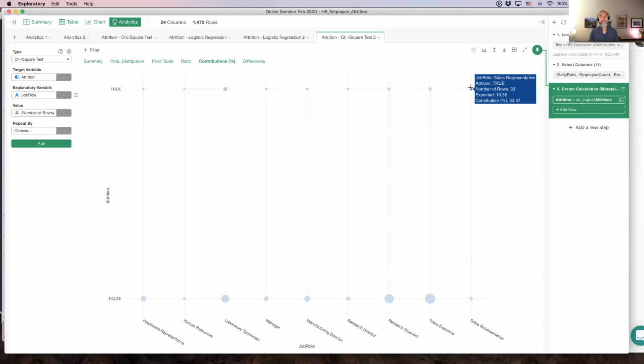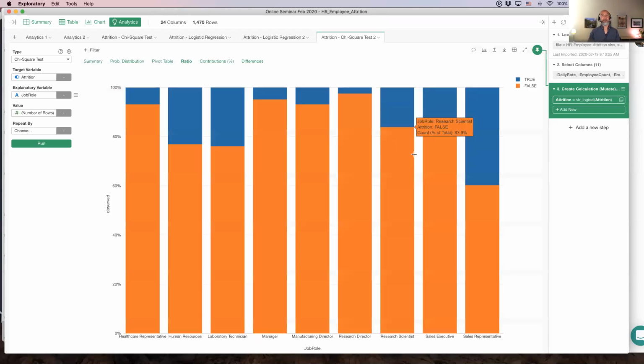So what does that mean? Well, sales representative and true. You can go to the ratio here, sales representative true. So it looks like there are a lot more people, in terms of ratio, leaving in the sales representative role compared to other job roles, right? So this is the one that's significant, something going on compared to other categories or combinations. So that's what it is.